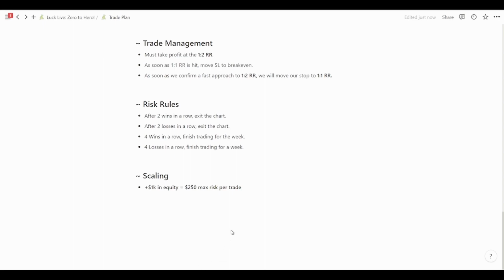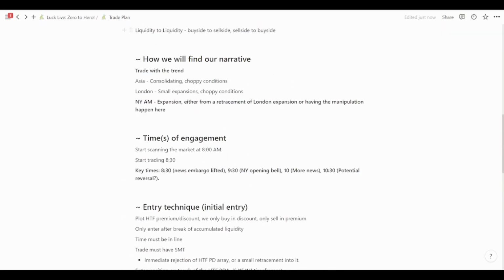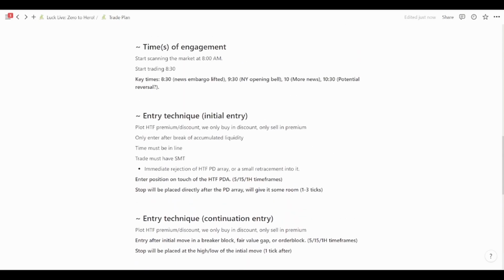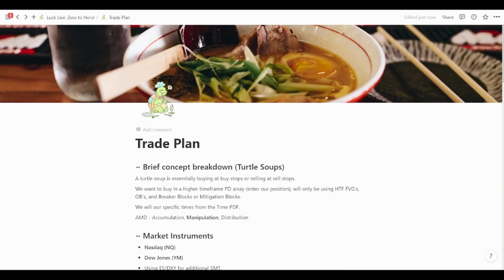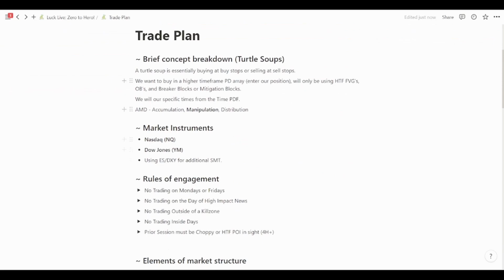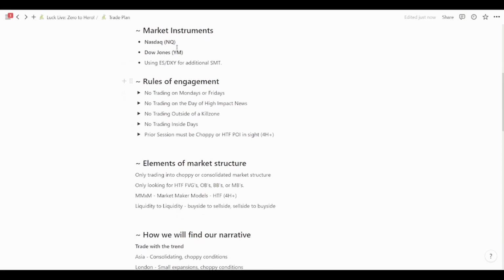And yeah, I think that should be just about all of it. Does anyone have any questions in terms of this trade plan, or is this good right here? We'll review it real quick, actually. So we just have our brief concept breakdown: turtle soup, buy and sell, right? We're going to be using the higher time frame PD arrays as our entry model. Market instruments, we're only trading NASDAQ and Dow Jones, and then using the ES and the dollar index for SMT.